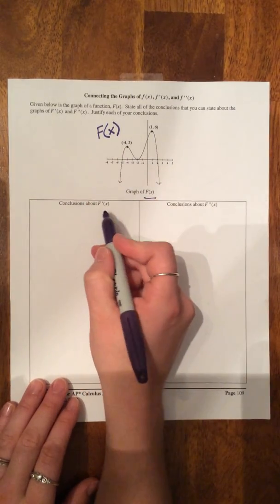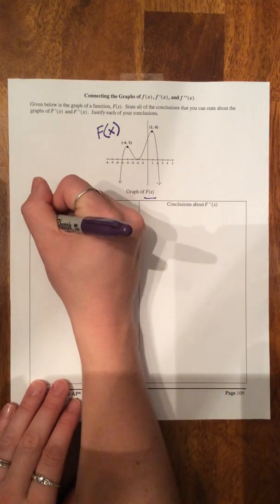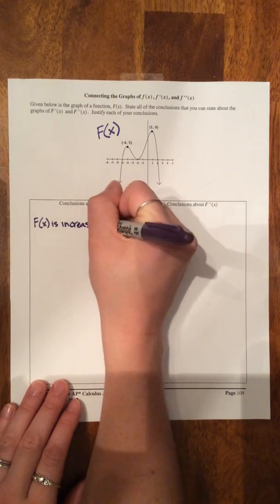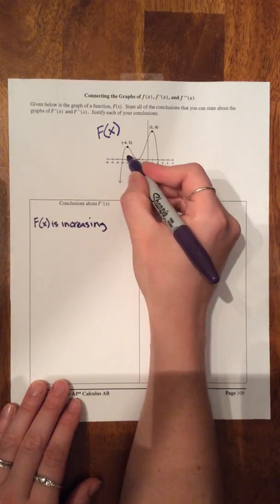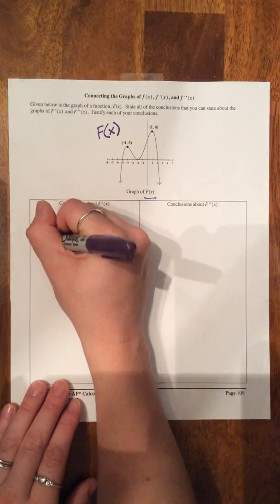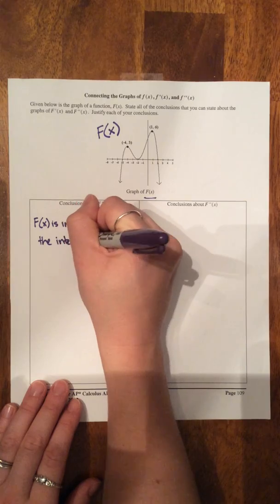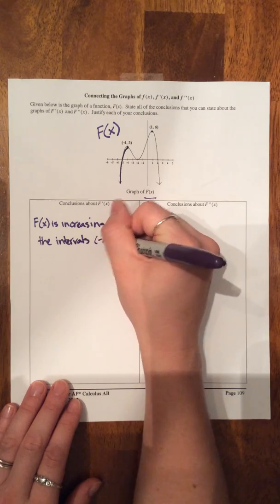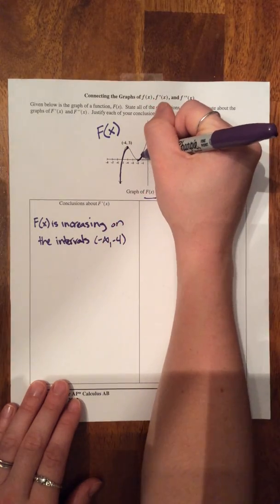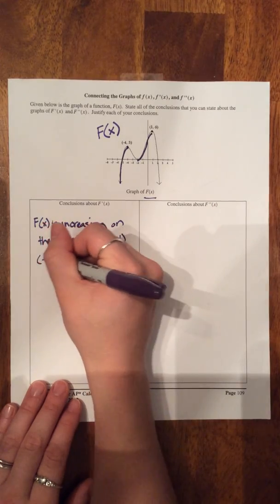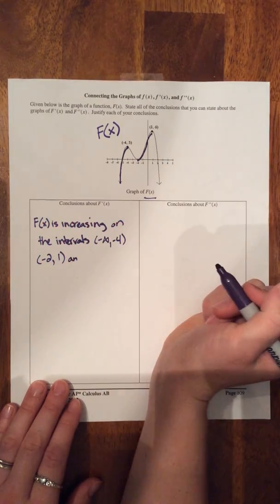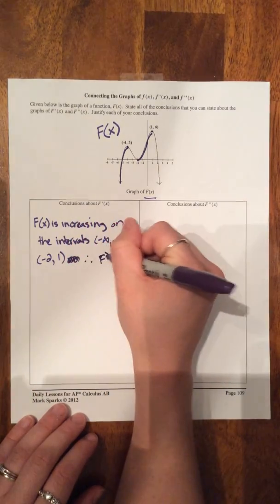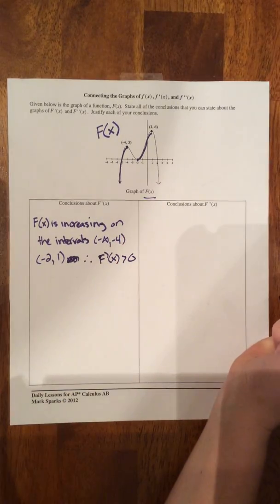When f of x is increasing, f prime is positive. So f of x is increasing, and I see that this happens on the intervals from negative infinity to negative 4, from negative 2 to 1, and that's it. So I'm going to say, therefore, f prime is greater than 0. So stuff that you already know.